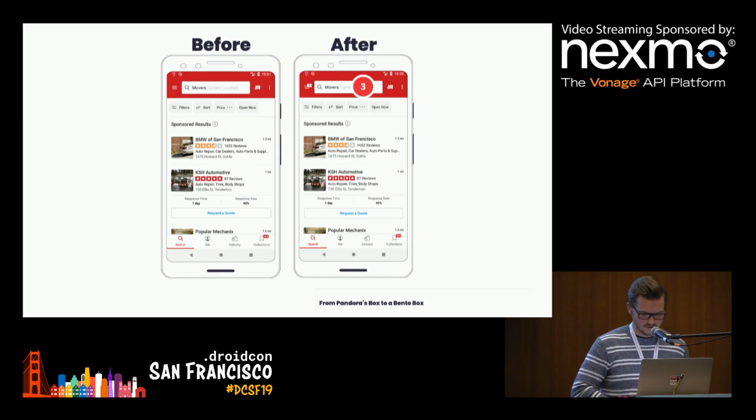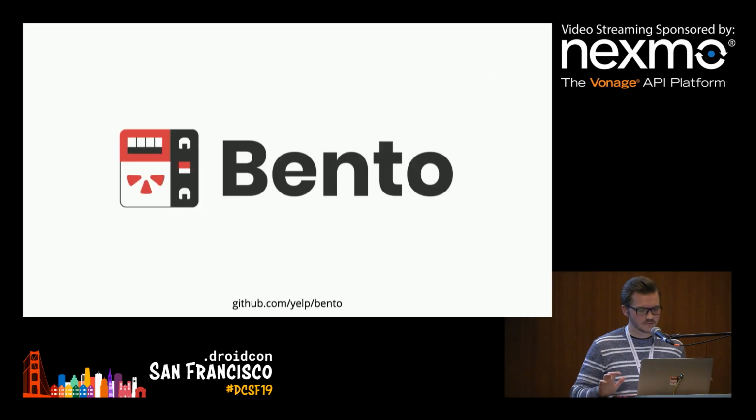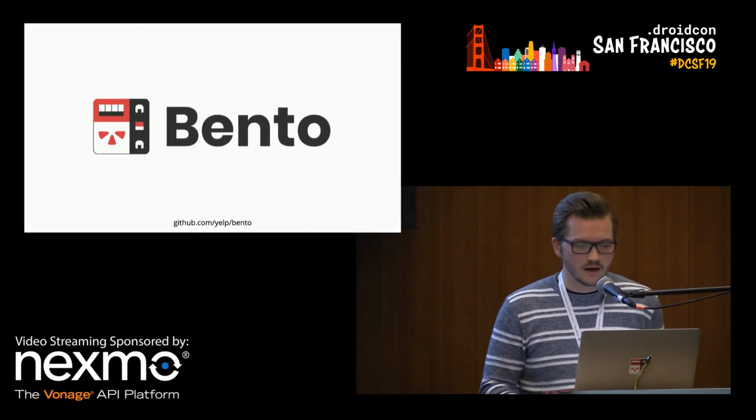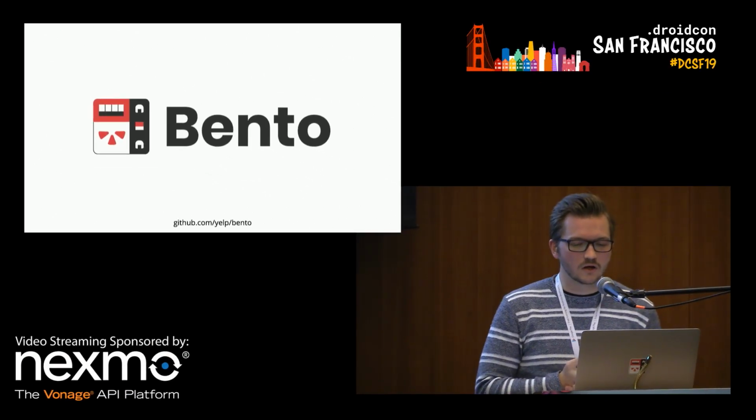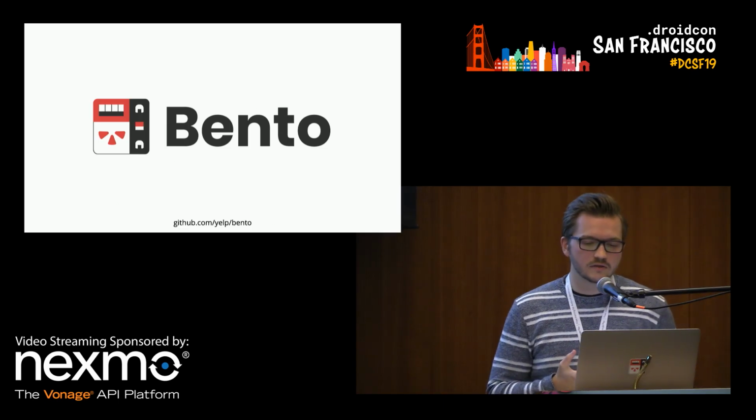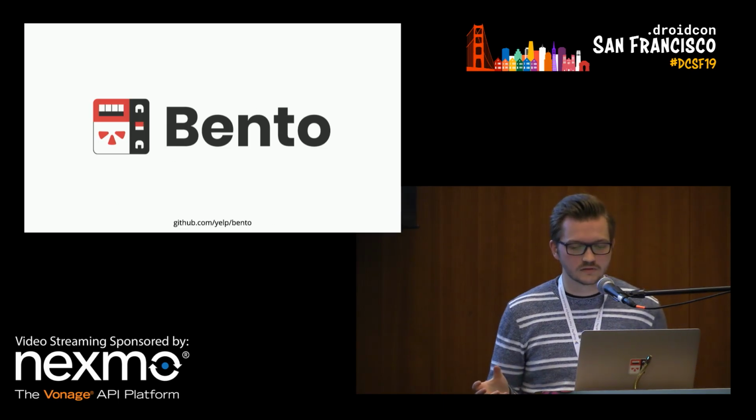Very good eye. Cool, so now that we've done the conversion, I'm going to talk a little bit about what Bento is and how it works. So Bento is an open source framework right now. You can see it at github.com/yelp/bento. And Bento is a framework for building complex, modularized Android user interfaces. So the idea behind Bento is to make it easy to compose various reusable visual components onto a single screen.